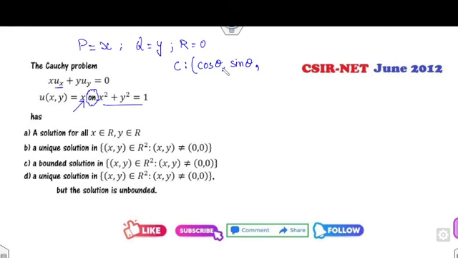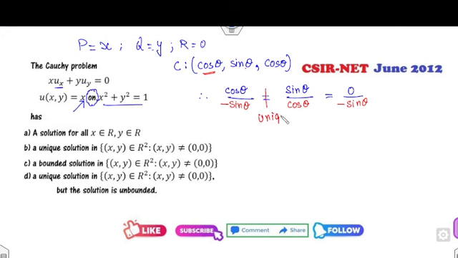Then you can define the equation. What is my equation? P is equal to x, cos theta. Q is equal to y, sin theta. R is equal to 0. Divided by the derivative. What is the derivative of the cos? Minus sin. Sin is my cos and it is my minus sin. Clearly they are not equal. Fine. So once they are not equal, we will get the unique solution.